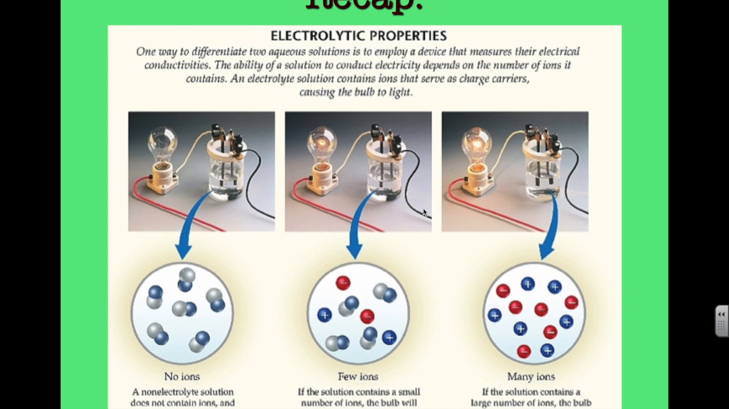Basically what you need to know is that if we have a few electrolytes, we will have a very dim light. Something like tap water will have a very dim light, but something like pure water will have no light because pure water doesn't actually have any electrolytes. And something like salt water will have a very bright light, or an acid or a base.